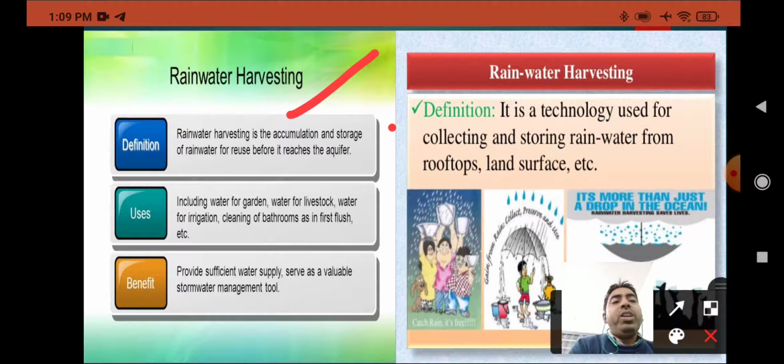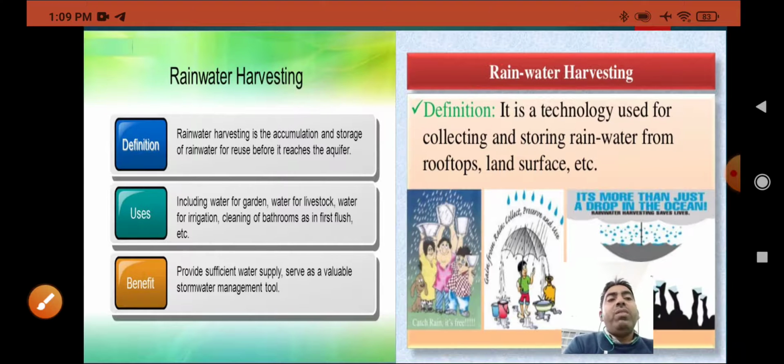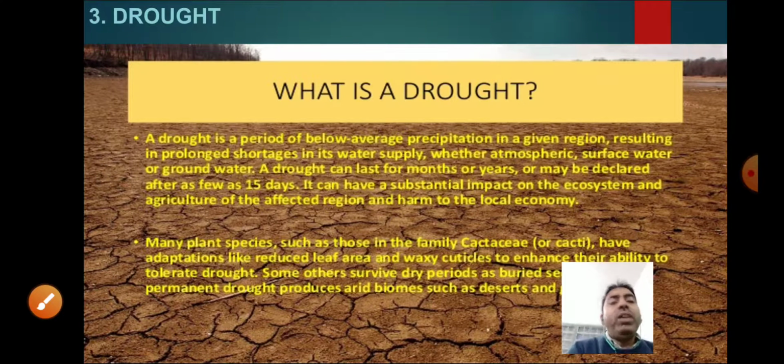Another definition I am giving here: it is a technology used for collecting and storing rainwater from rooftops, land surfaces and other sources. What are the uses? It includes water for the garden, water for livestock, water for irrigation, cleaning of bathrooms as in the first flush, etc. And what are the benefits? It provides a sufficient water supply, serves as a valuable storm water management tool, and it increases the level of the water table.